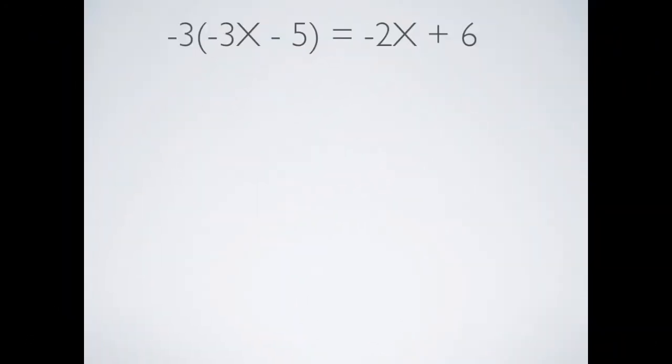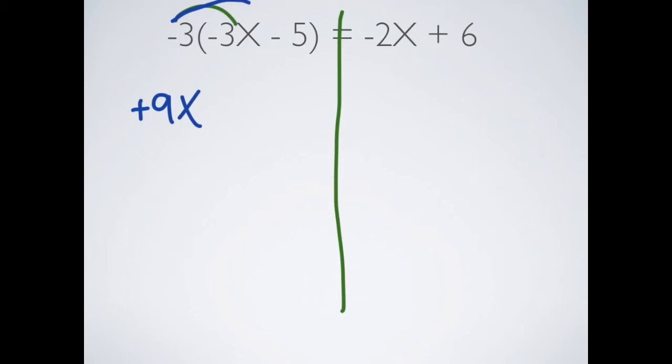This problem, negative 3 parentheses, negative 3x minus 5 equals negative 2x plus 6, needs to be simplified before we solve. So let's do some distribution. Negative 3 times negative 3 is positive. Do you see me almost write negative? Is positive 9x. Negative 3 times negative 5 is positive 15.